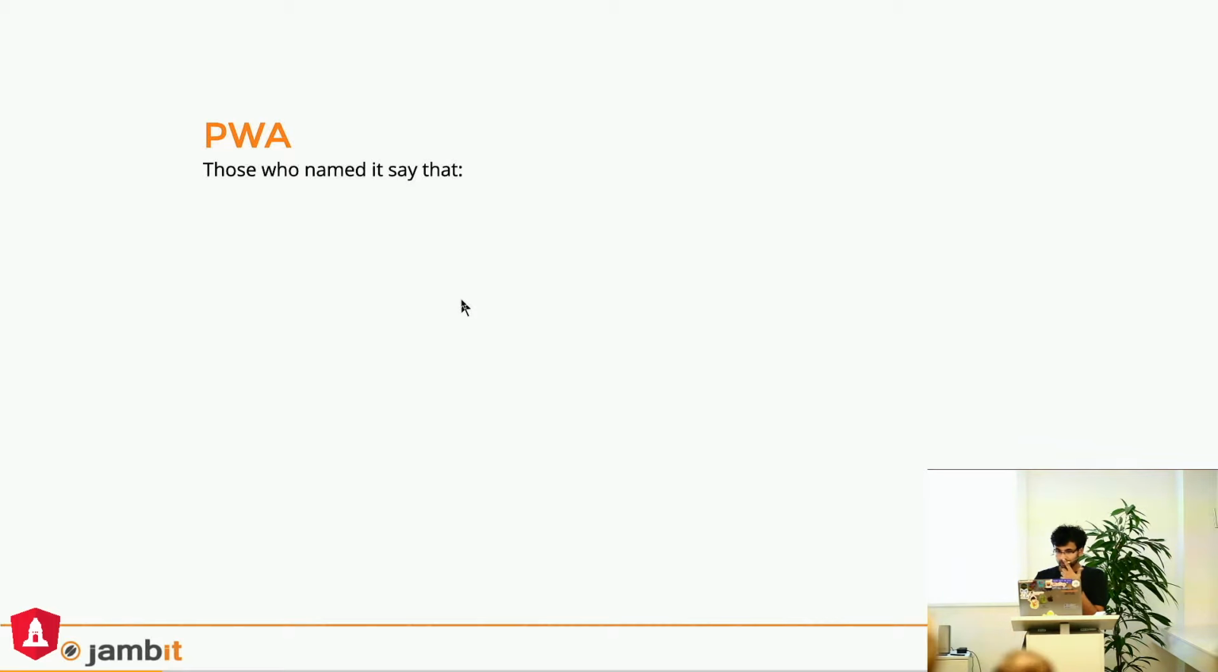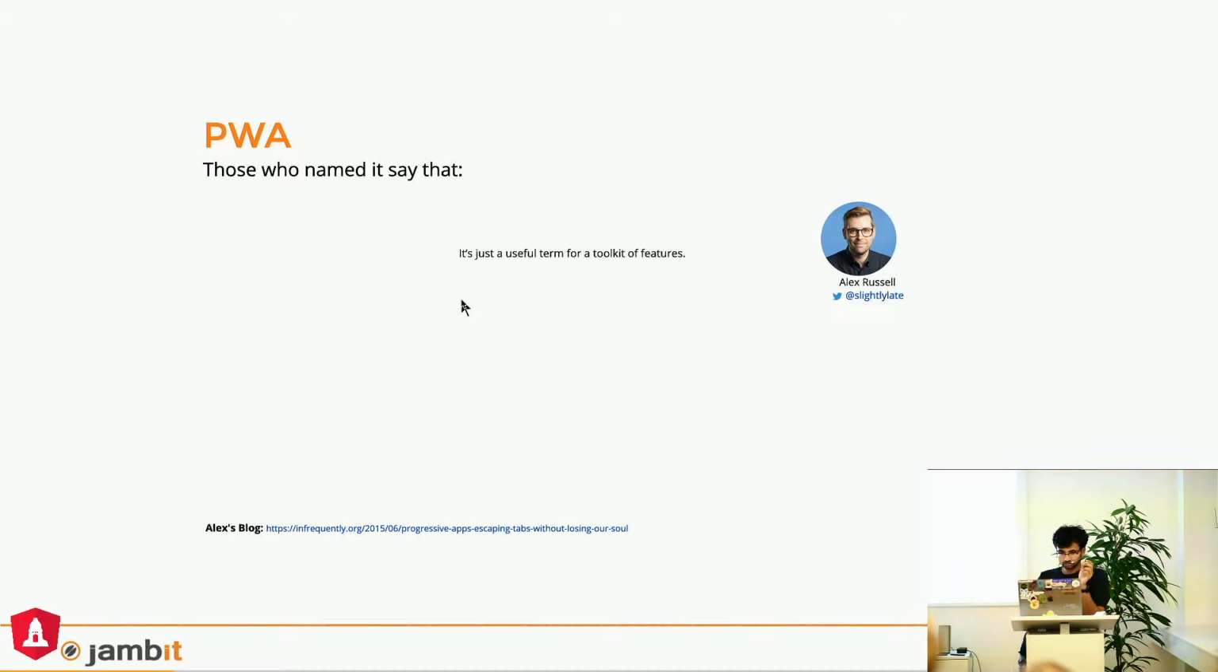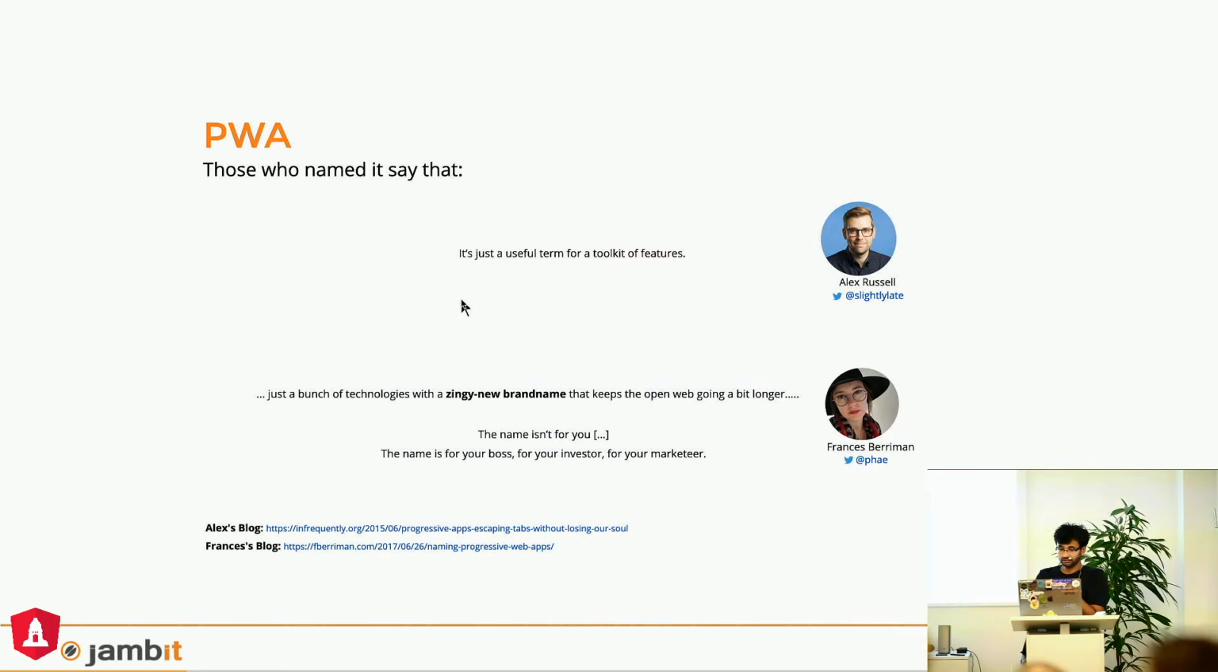So just to quote the people who named it, it's considered like a toolkit of features, so it's not just some one thing that you can check on caniuse.com, is it supported or not. There are a lot of features that come together, and then they give you this progressive web application experience. And to quote the other person who named it, it's just some brand name made for your boss and your investor and your marketing person, and you need to be careful which is being used when.